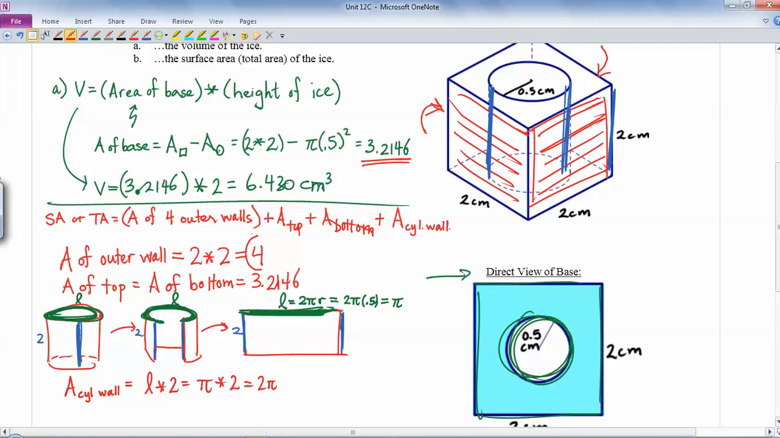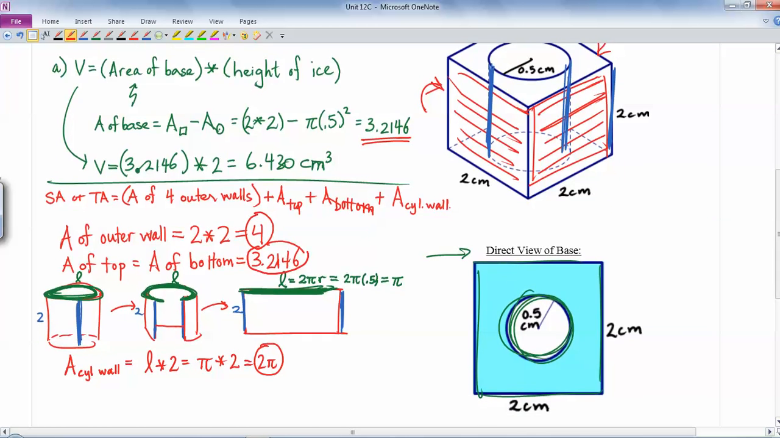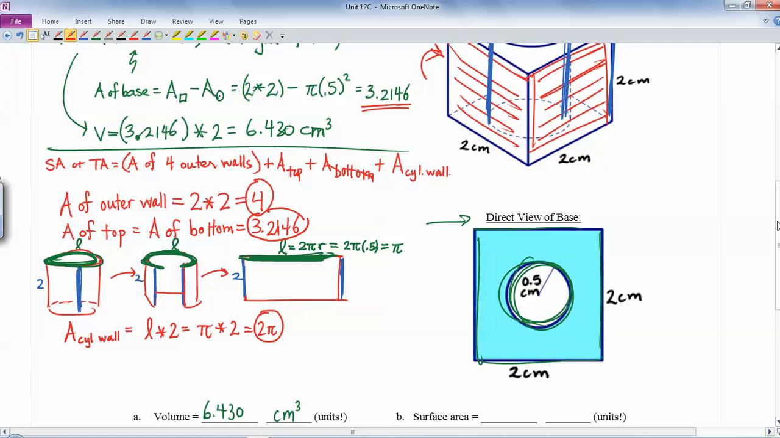Okay, so I've got the outer walls are each 4, the top is 3.2146, and the bottom's 3.2146, and then the inner curved wall is 2 pi. So let's add them all together and figure out what we get. So total area, or surface area, is going to be the 4 outer walls. Well, each wall is 4, so I need 4 times 4. And then the top and the bottom are each 3.2146, so I need 2 3.2146s.